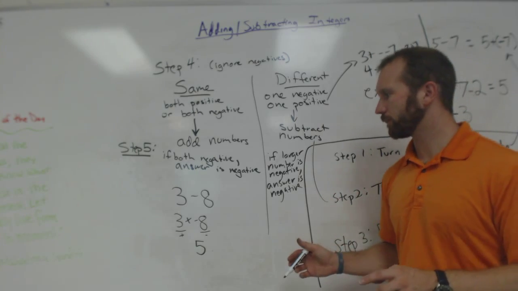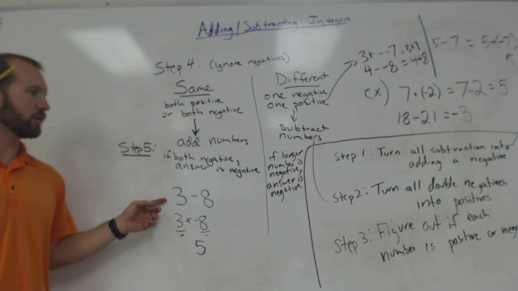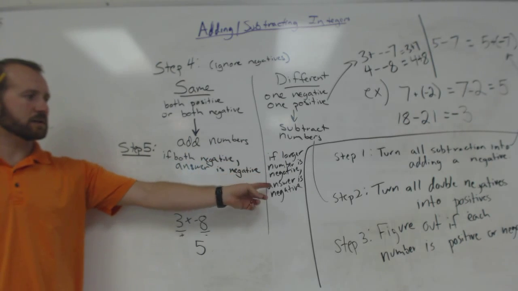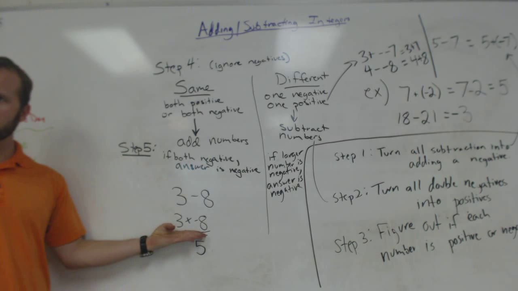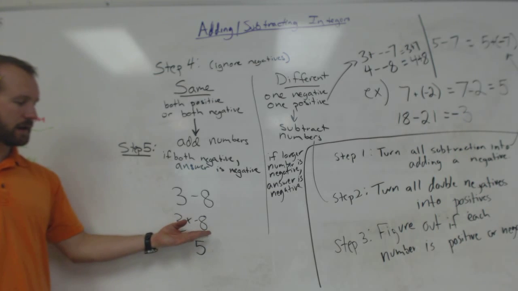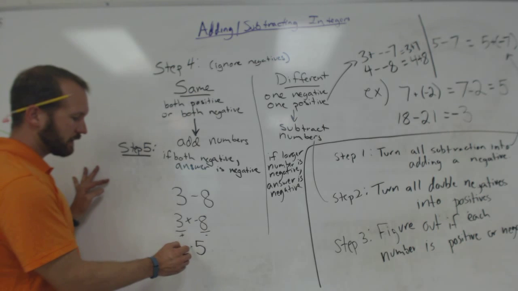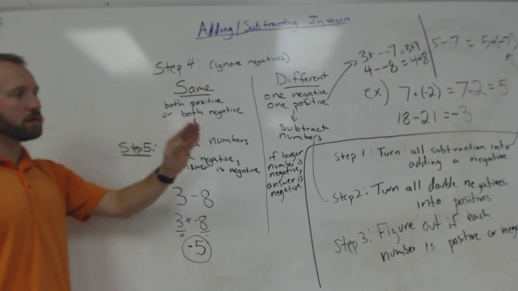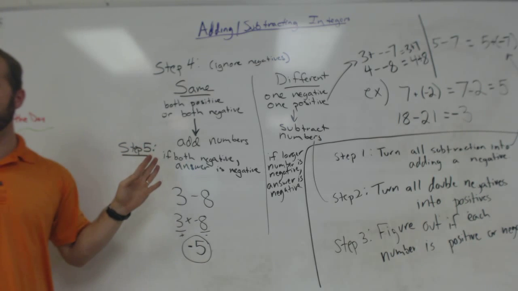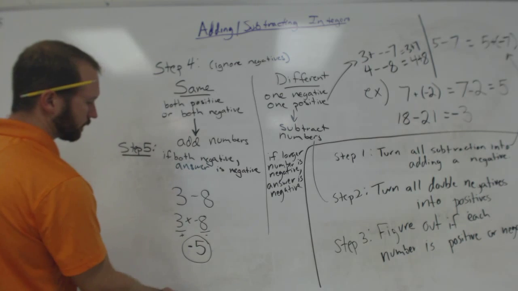Okay? So let's look at this example. Step 5. If the larger number is negative, my answer is negative. Is my larger number negative? 3 plus negative 8? Yes, 8 is my larger number. That's the one that had the negative sign in front of it. So my answer is negative 5. If you follow the set of steps, it will always work. This will get you through any problem.